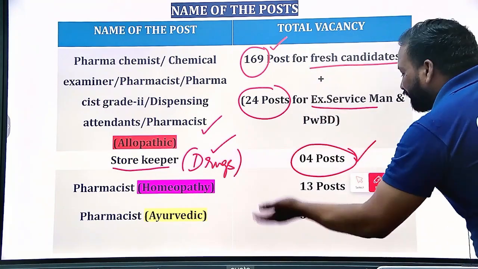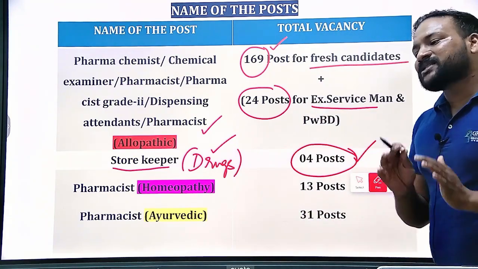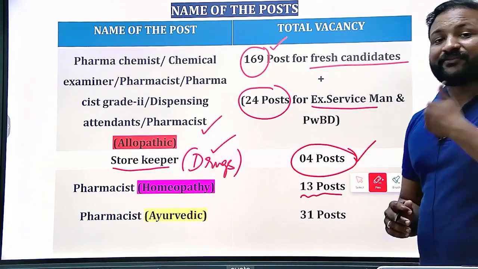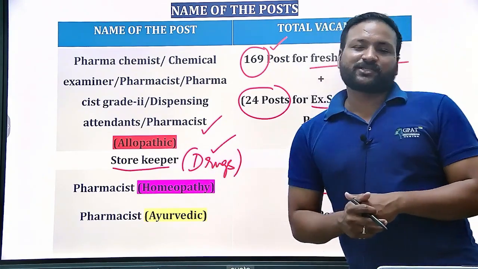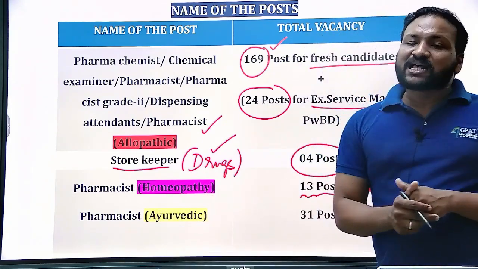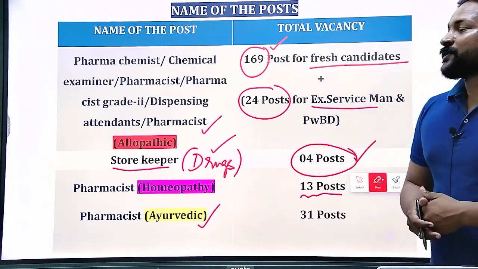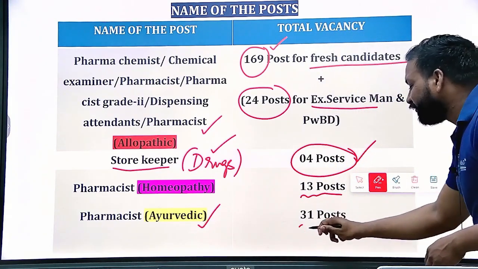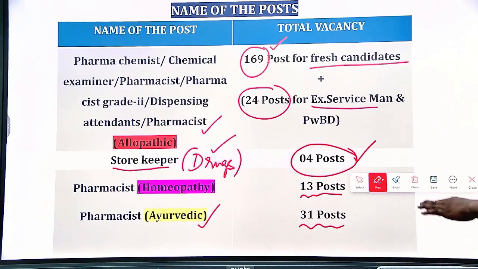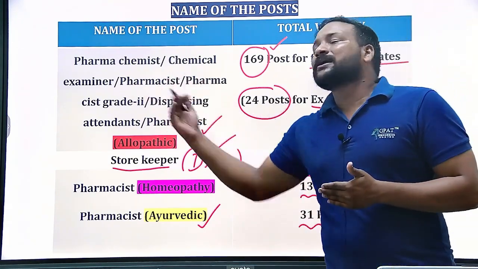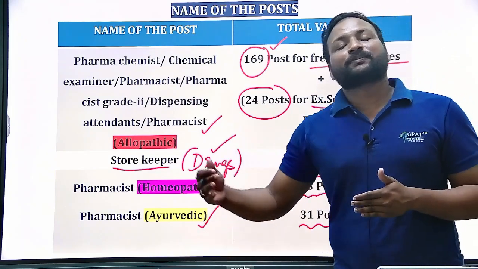And for the pharmacists in homeopathy, we are having 13 posts. And lastly, pharmacist for the Ayurvedic specialization, having 31 posts. So these are the vacancies in each type of post along with the specialization.